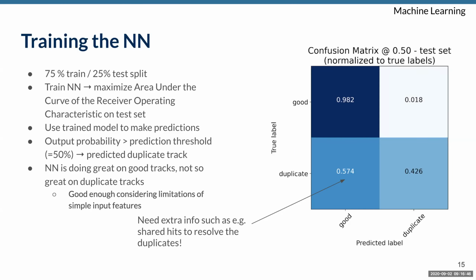One other way in which we can gauge the performance of our model is by using a confusion matrix. And then here it's shown on the right for the default prediction threshold of 50%. And what we can see is that our network is doing really good on the good tracks. It's getting almost all of them correctly, but it's not doing well on the duplicate tracks. And what this shows us is that we actually do need some extra information if we want to increase the performance of our network in this particular area. But considering the limitations of our input data set and how we currently cannot expand upon it yet, the network performance is actually adequate for the purposes of what will follow.